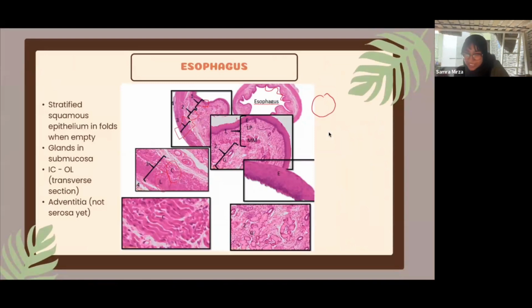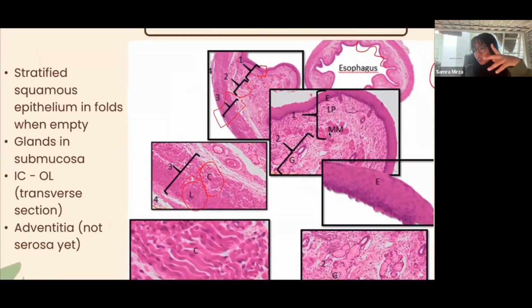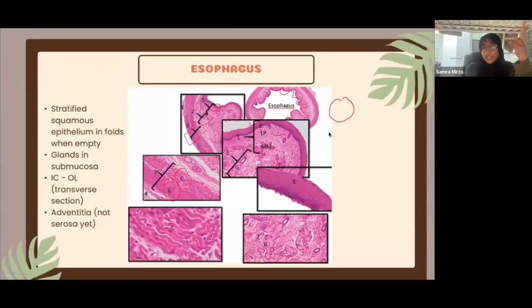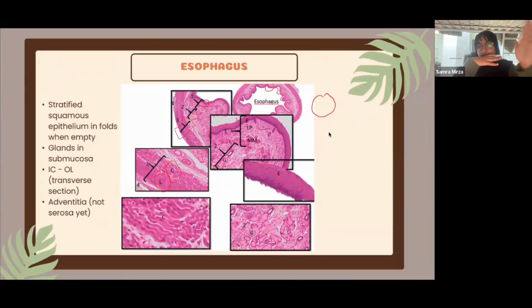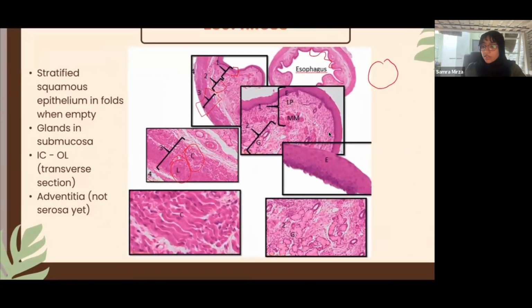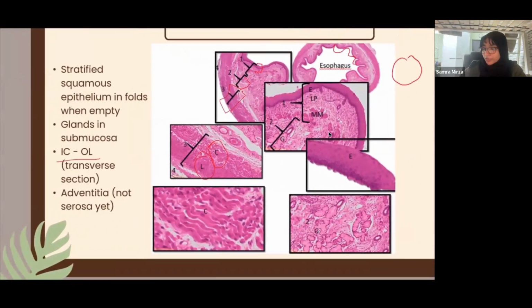We have the ICOL, which is inner circular, outer longitudinal. What this means is that the inner muscles, closer to the lumen, are arranged in a circular pattern, so you're going to see circles. And on the outer muscles, we have longitudinal. Since it's a transverse cross-section like this, we have the muscles in a certain arrangement. If it were a longitudinal cross-section, they would be opposite, but you don't really need to get into that. So just remember, inner circular, outer longitudinal.